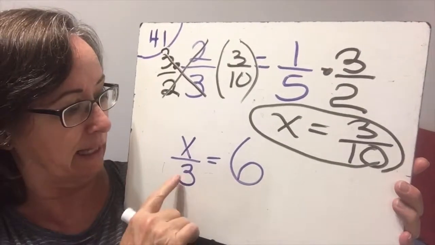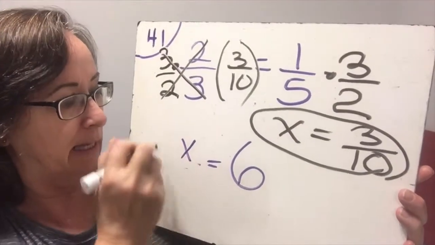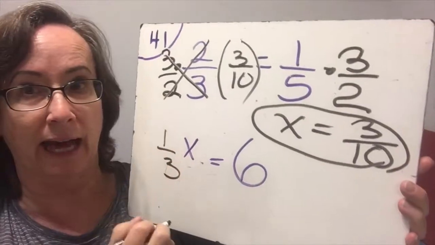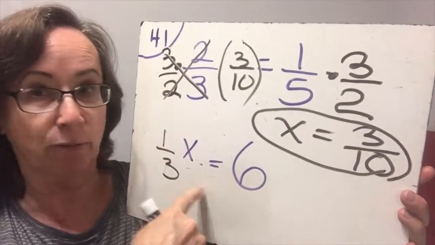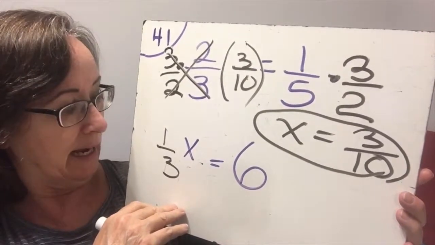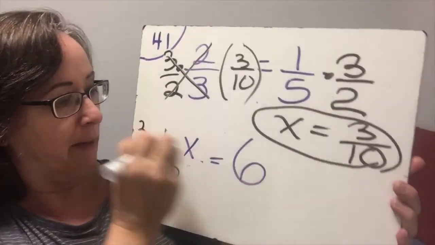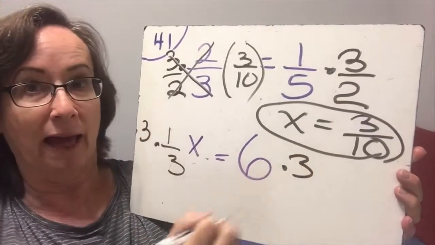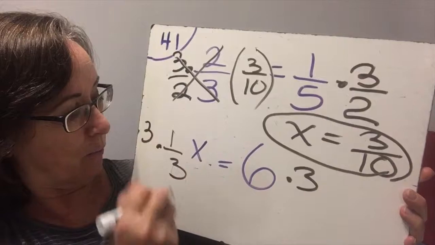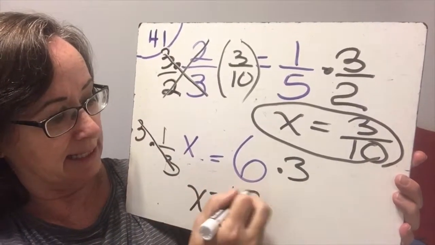Or we could think of this x/3 as the same thing as 1/3 x. So you can take the 3 from the denominator and pull it out as a coefficient, and then it's easier to see maybe that we're going to multiply by 3 and we're going to multiply by 3. So we end up with this canceling, and we get x is 18.